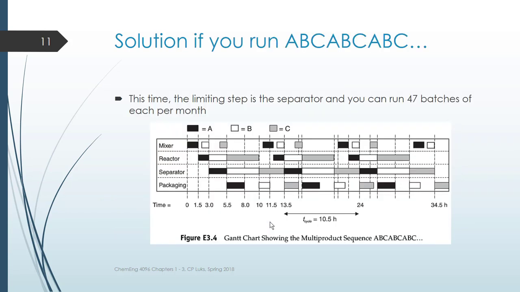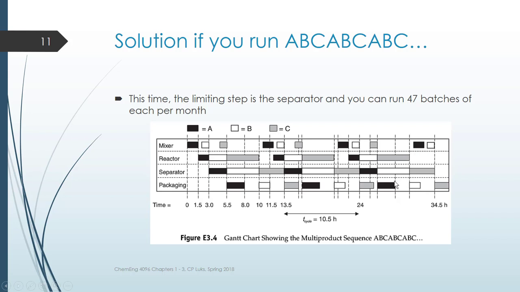I can also run it as an ABC, ABC, so I just alternate all the time between the different products. And if you do this, sometimes you can see a savings. Not always, but sometimes. In this particular case, if you run A first and then B, the closest you can get is shown here, and then C. And our limiting steps, well, the reactor and the separator both turn out to be equally limiting. They both are in use at all times, but the packaging and the mixing step get some breaks.